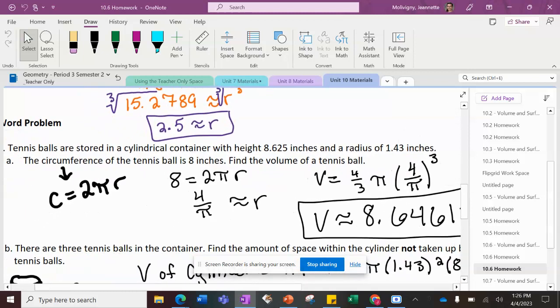In this one, they give us that 3 tennis balls are stored in a cylindrical container with a height of 8.625 and a radius of 1.43.